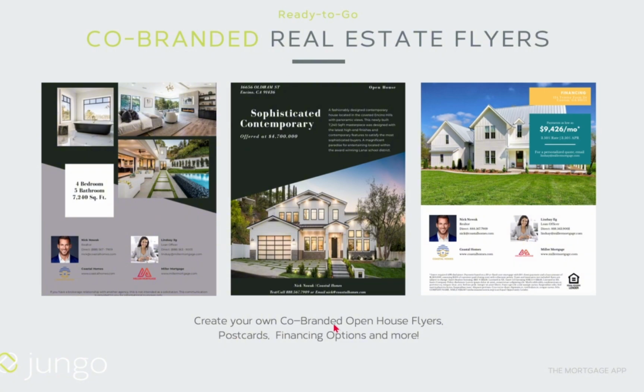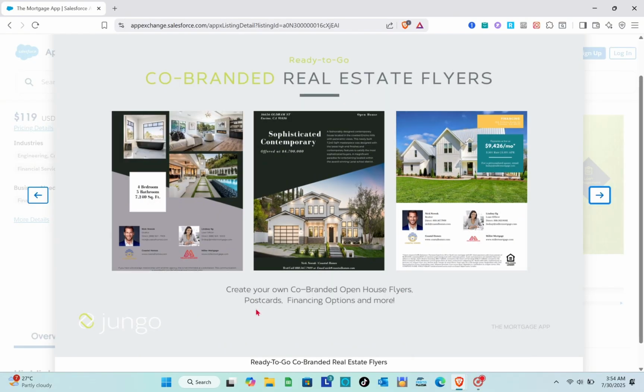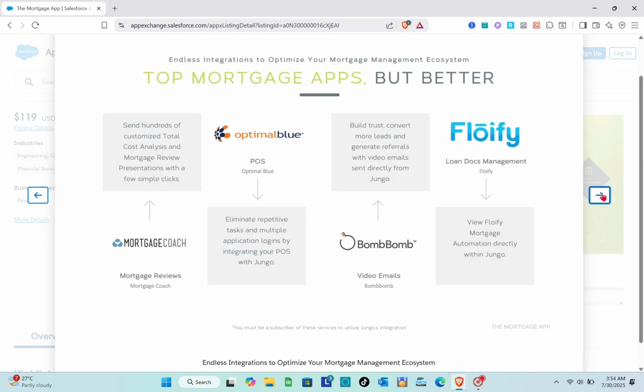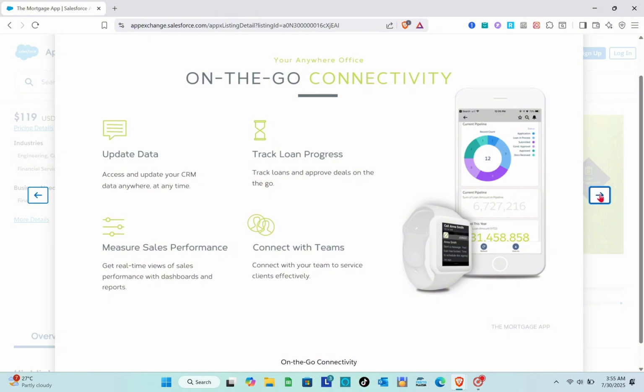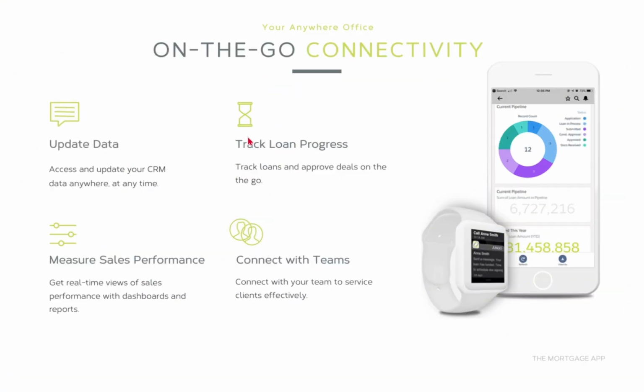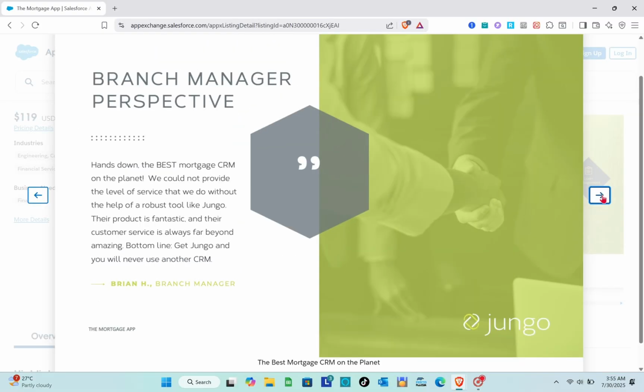Here, ready-to-go co-branded real estate flyers to create your own co-branded open house flyers and postcards. And here, endless integrations to optimize your mortgage management ecosystem. And then your anywhere office, on-the-go connectivity: update data, measure sales performance, connect with teams, and track your loan progress.